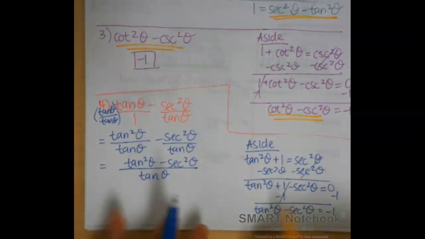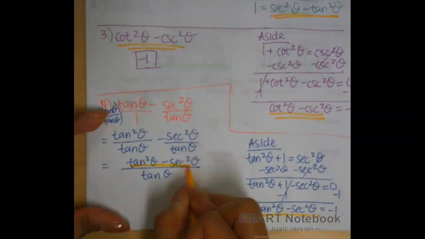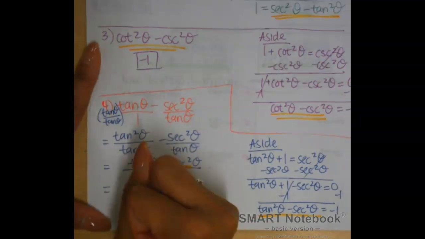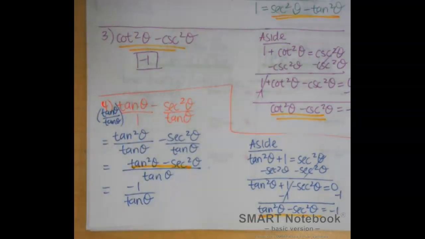Let me ask you this, Gabriel. Does this match up with the numerator? Yeah, they're both the same. So what can I replace this numerator with? Negative 1. And so what do you do with the denominator? That's what I'm about to ask. What can I do now? Not just Gabriel, all of y'all. What can I do?